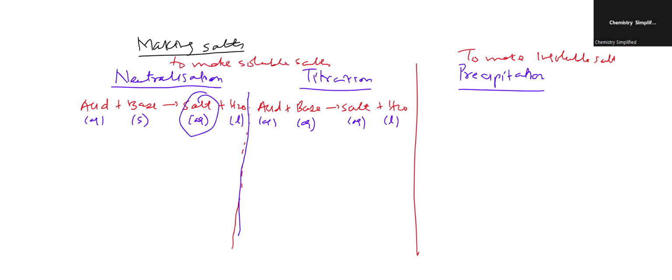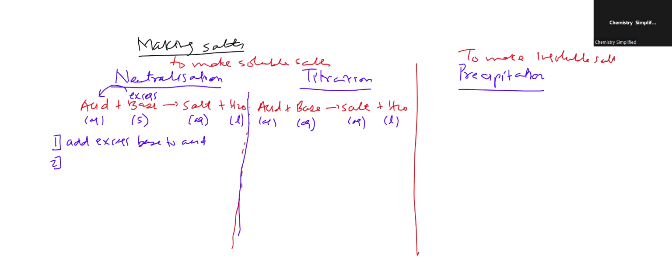So what happens in neutralization, when the base is insoluble? You add excess of base to the acid. Why should we add excess of base to the acid? So that all the acid is used up. But the base is not used up. Base is added in excess, meaning some base will remain unreacted.